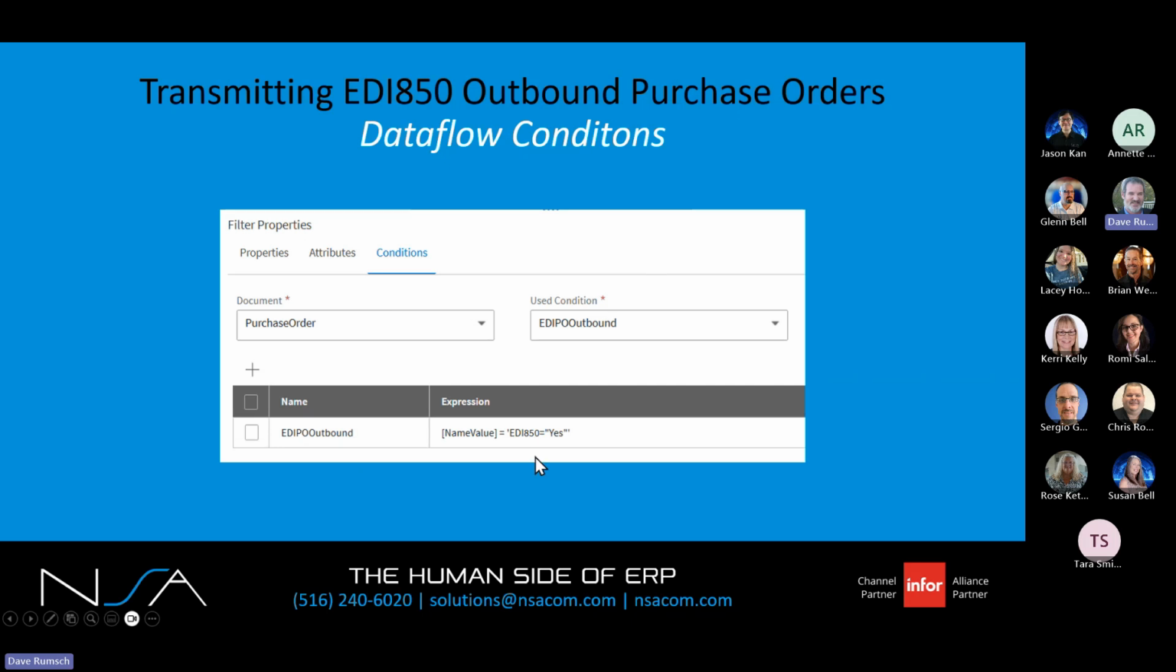In this case, I want to make sure that in the document, the field that's called EDI850 equals yes. So when you say EDI where appropriate, that's what it does. In the outbound document, it sets it to yes.